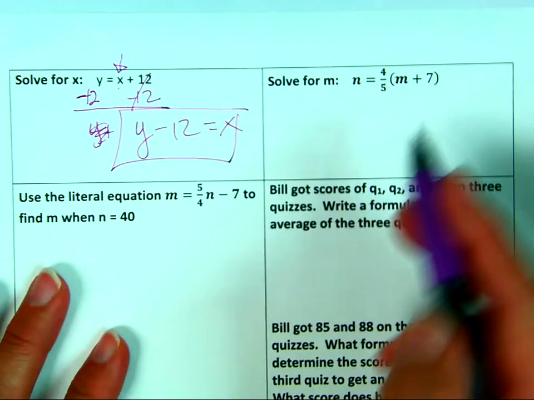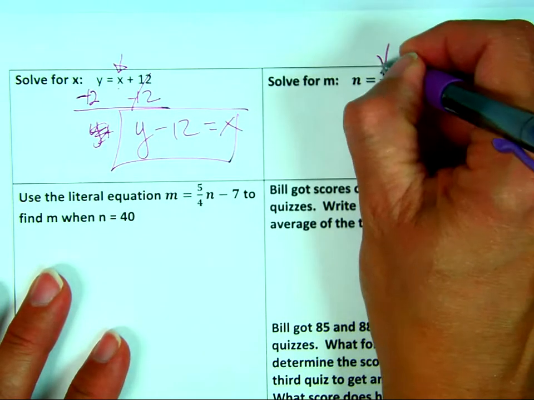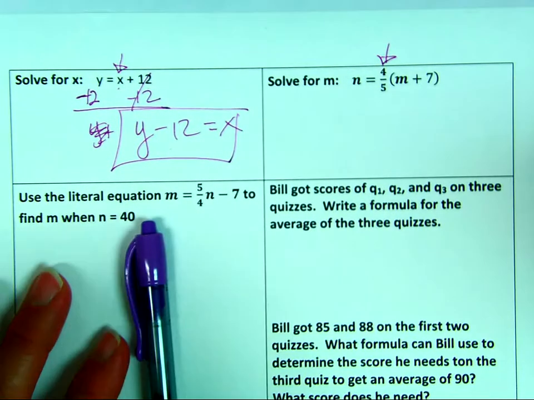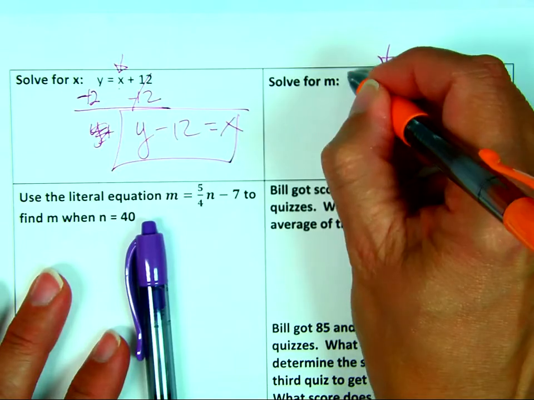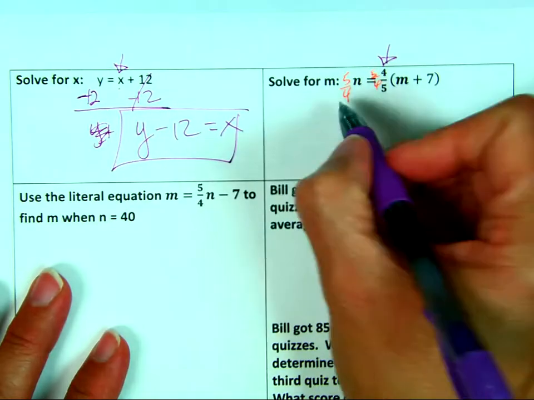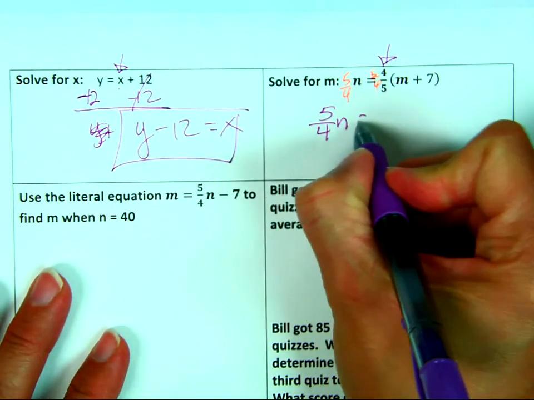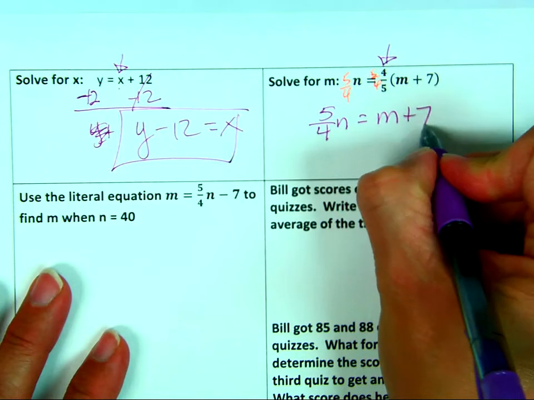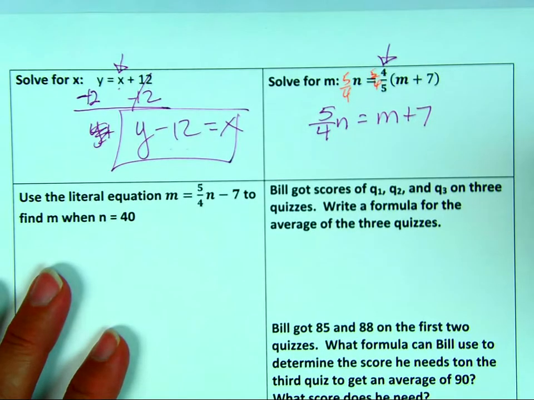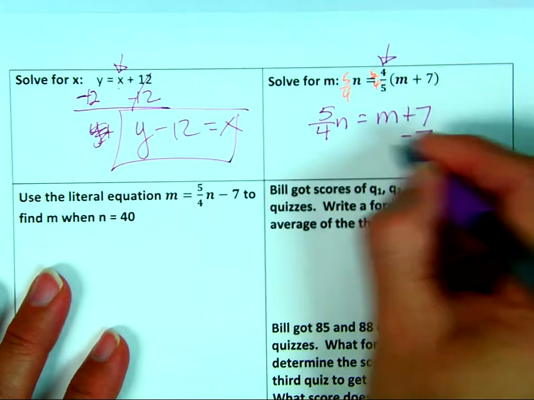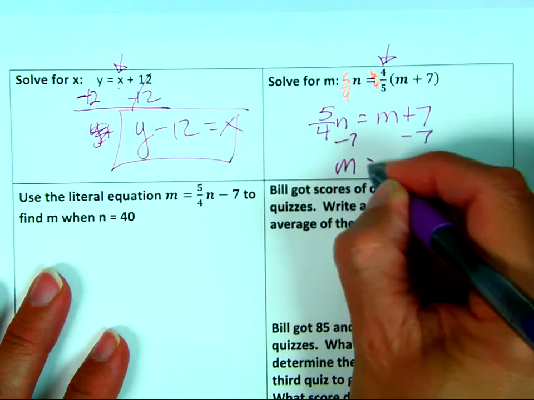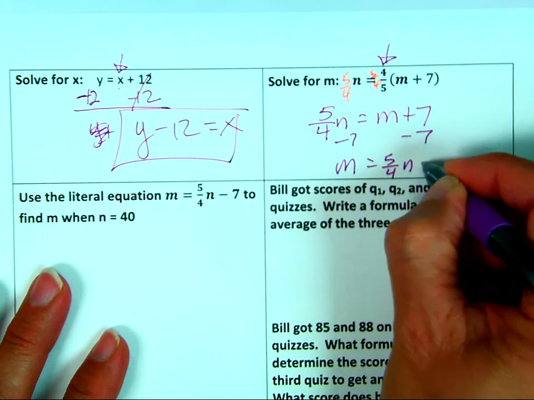Over here I'm supposed to solve for m. Remember, first get rid of the multiplication. So I'm going to multiply both sides by 5/4. So I get 5/4 n equals m plus 7. M is almost alone, I just have to get rid of that 7. It's being added, so I'm going to take 7 away. So m equals 5/4 n minus 7.